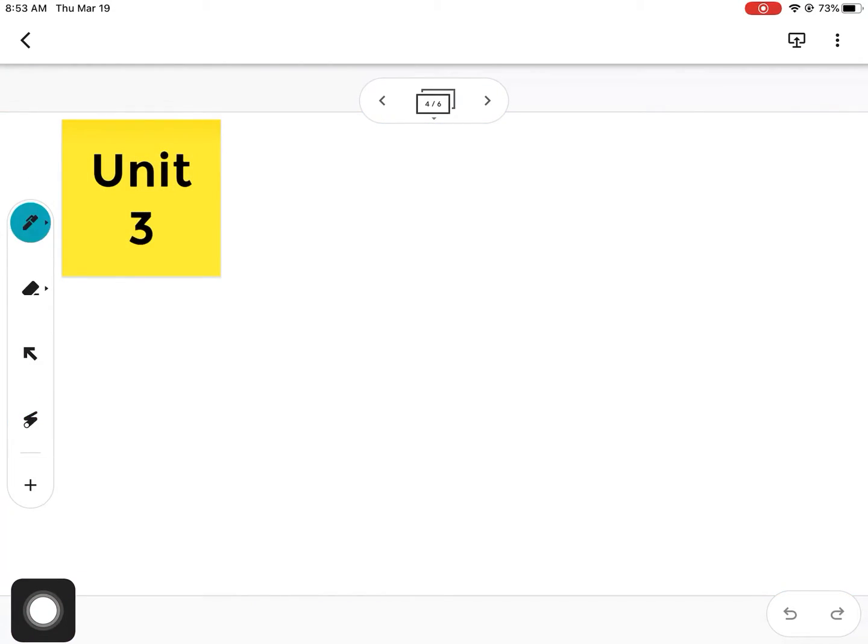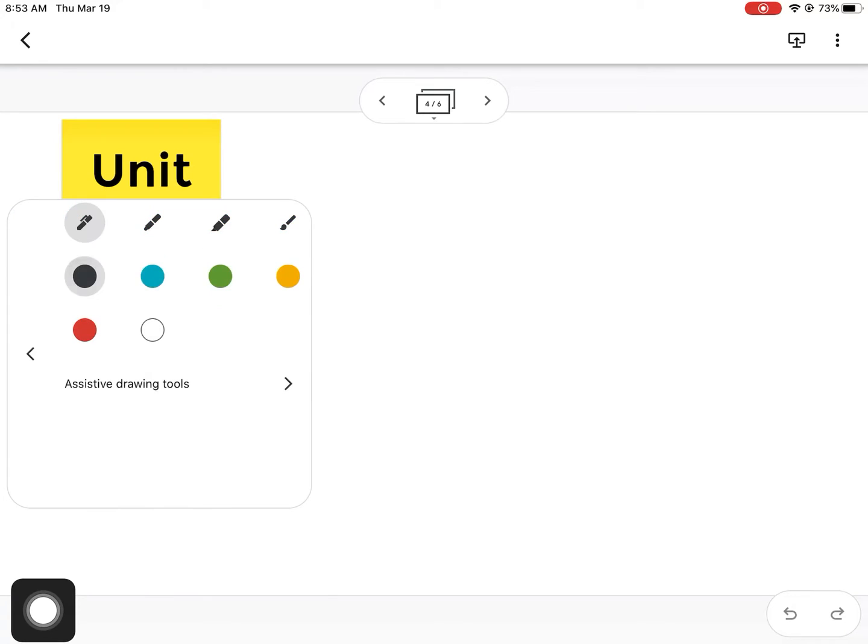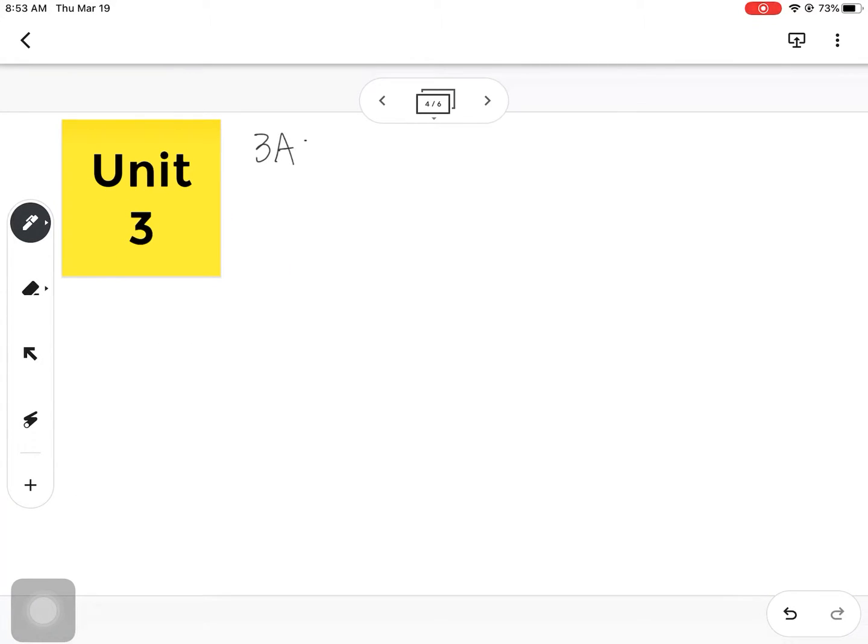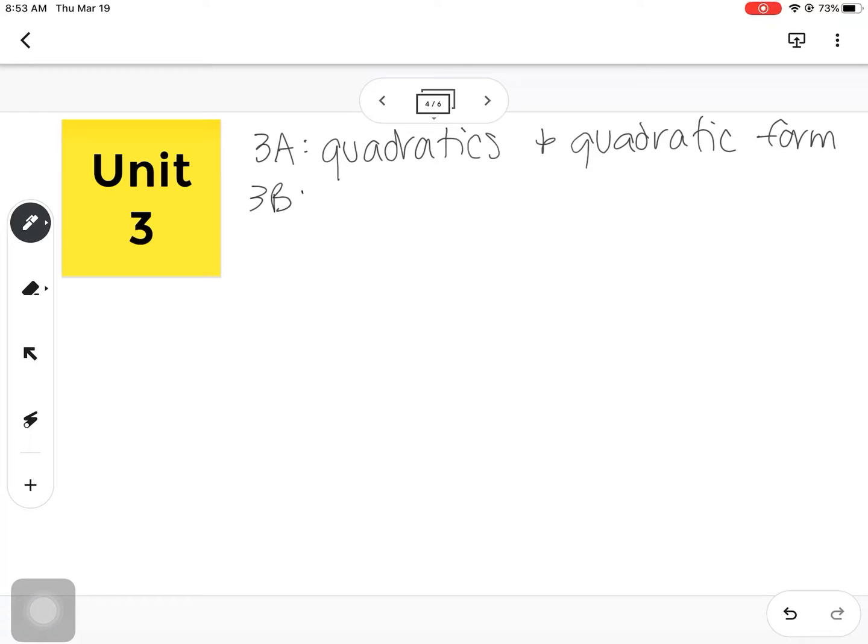Unit 3 we did in two different groups. We did Unit 3A, which was specifically quadratics and anything of quadratic form. And we did 3B, which was just your higher order polynomials. Okay, and so this can look a lot of different ways. I'm going to give you some examples like before so that it jogs your memory a little bit. And again, like always, we're going to highlight these specifically as I go through each type.